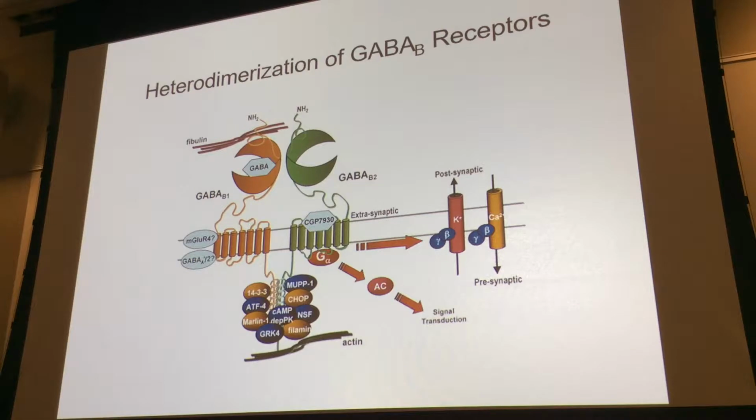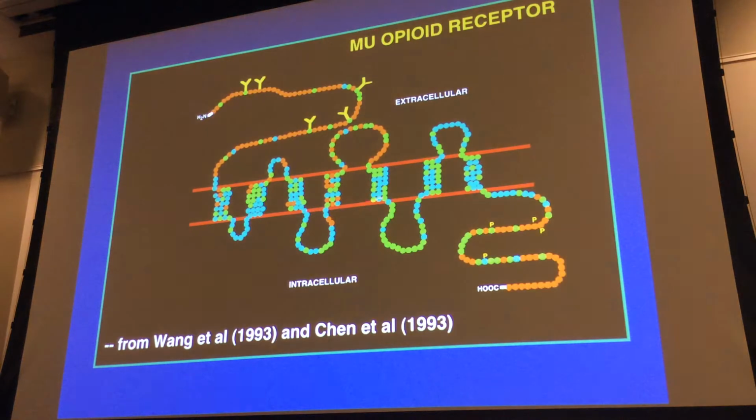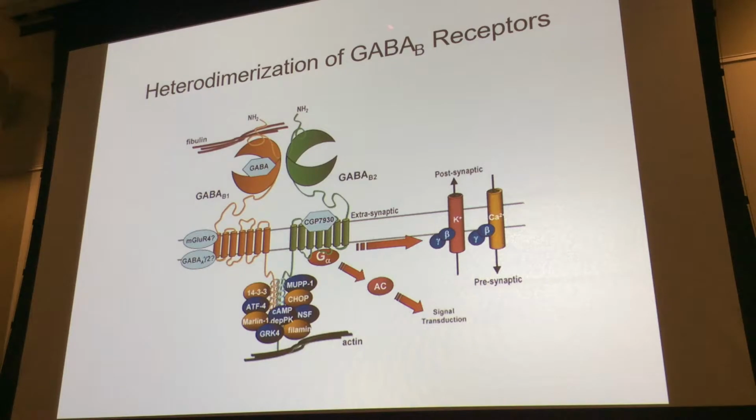All right, so the standard model for a G protein coupled receptor is this: a single subunit receptor, 7 transmembrane segments, receptor binding, G protein activation. Everything looks very simple. But it turns out that some of these receptors exist as dimers, where you have two receptors interacting together. And the most dramatic example of that is the GABA B receptor.